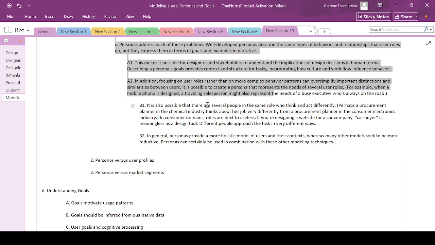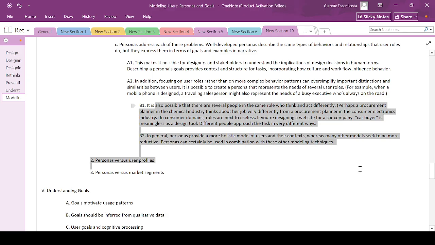So it's possible to create a persona that represents the needs of several user roles. For example, when a phone is designed, a traveling salesperson may also represent the needs of a busy executive who's always on the road. It is also possible that there are several people in the same role who think and act differently. So it's the same salesperson but has different behavior patterns.